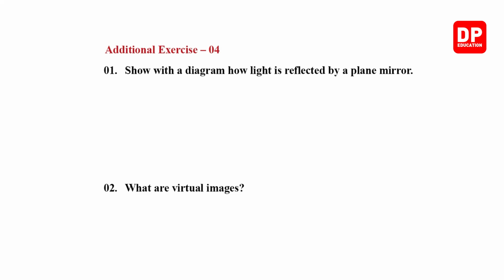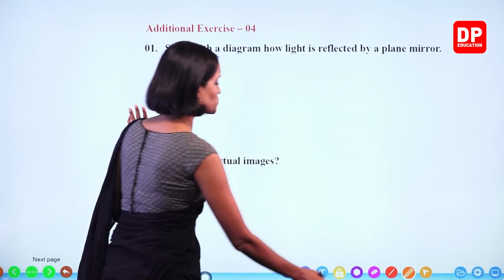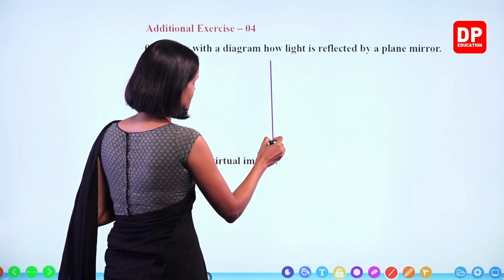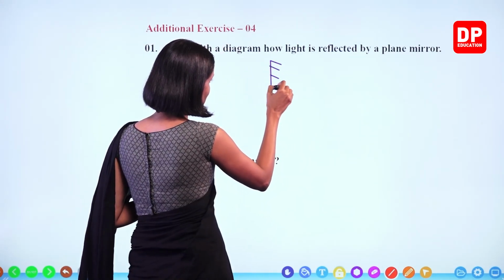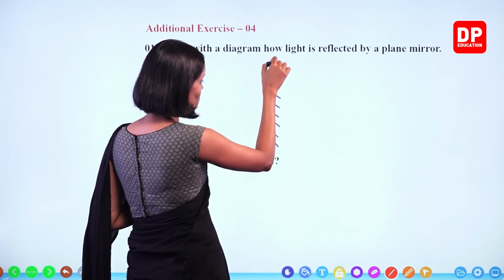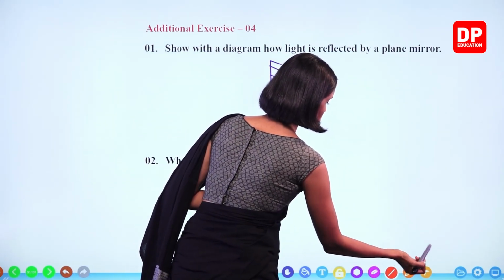Show with the diagram how light is reflected by a plane mirror. So we can show it very simply. How to draw a plane mirror? A straight line. So how to show the front and back of the mirror? You can indicate the back of the mirror by these small lines. Okay? So how to show the reflection?